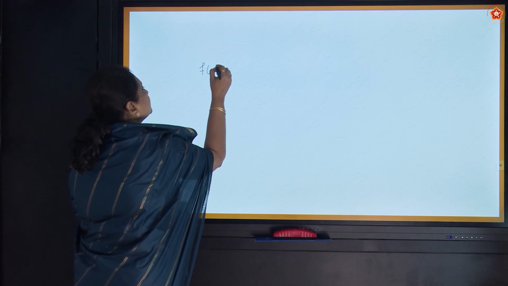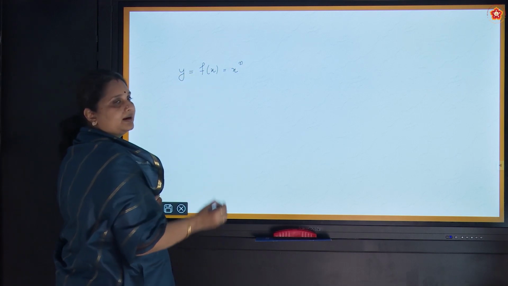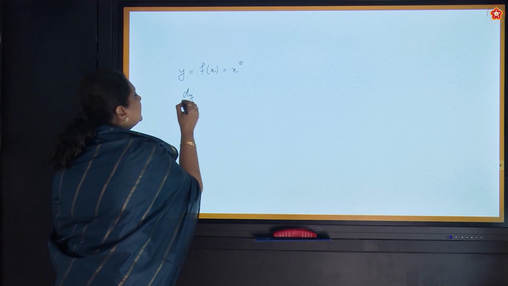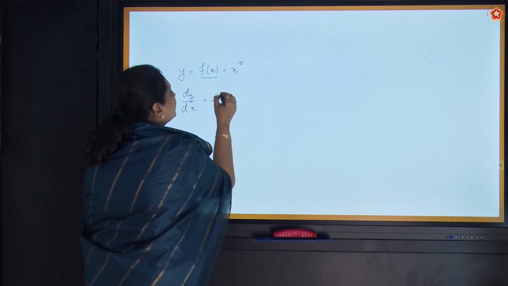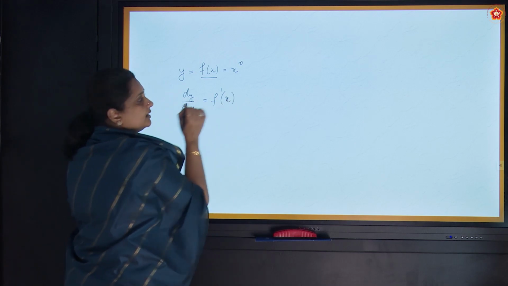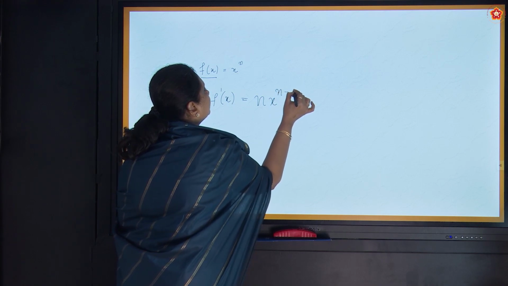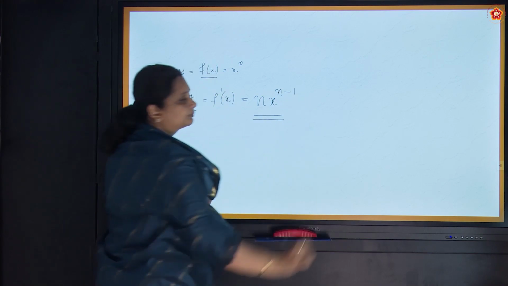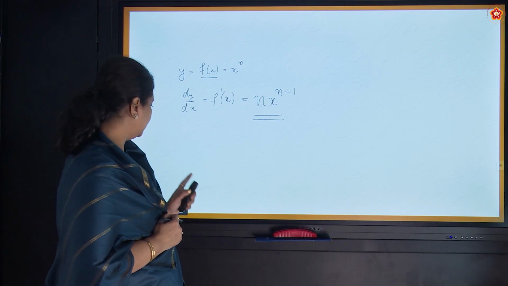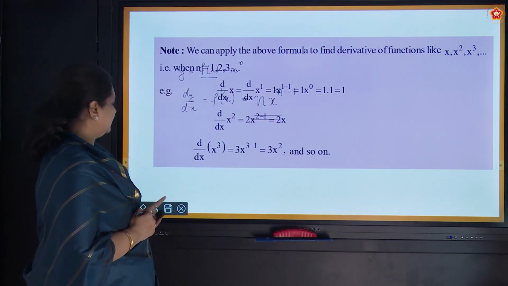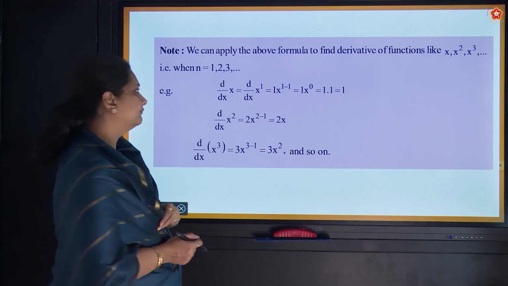If f of x is equal to x power n, or y is equal to x power n, the derivative dy by dx, otherwise represented as f dash of x, is equal to n x power n minus 1. So this is the general formula. Please do make a note of it. With this formula, we are going to differentiate these functions one by one.